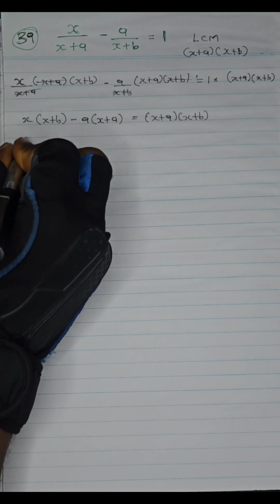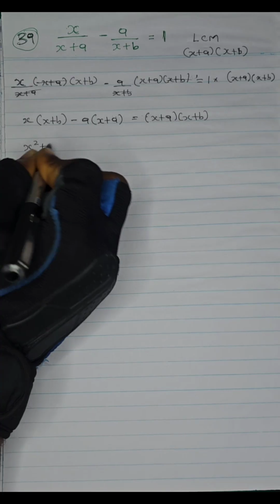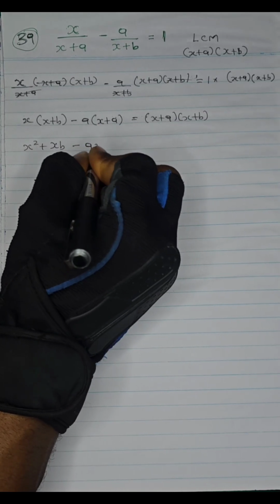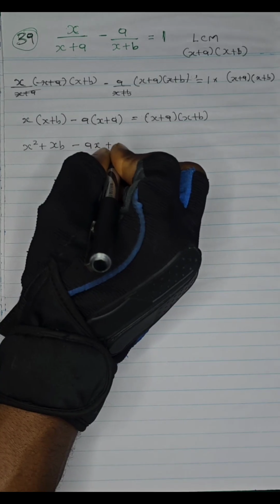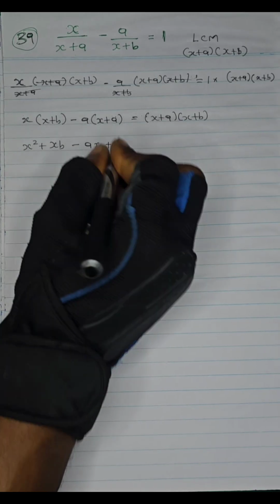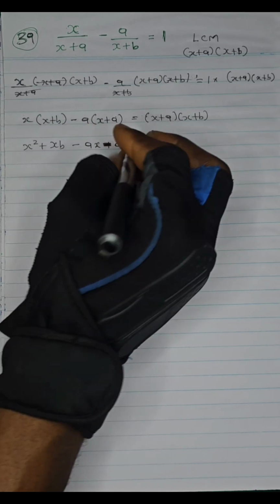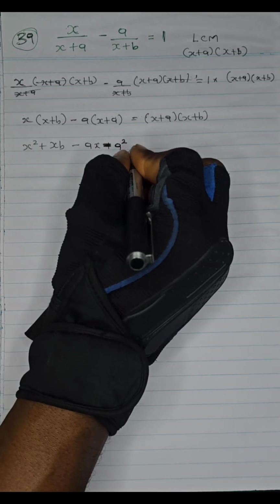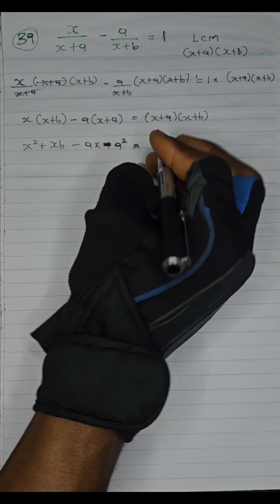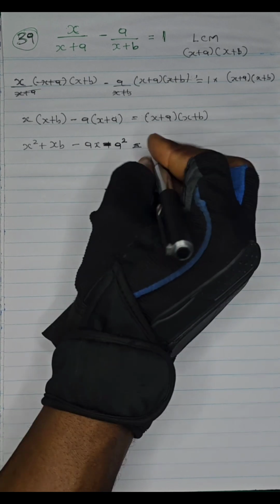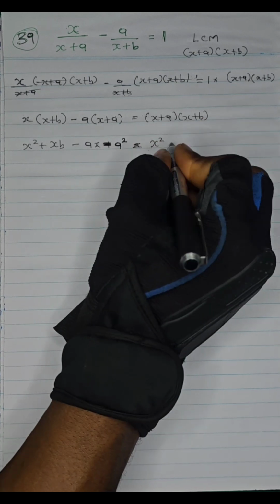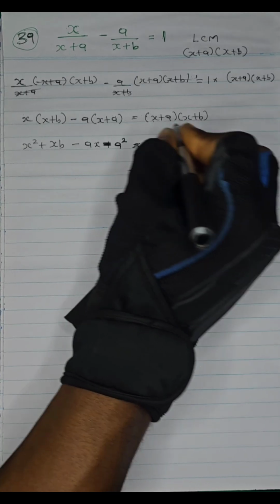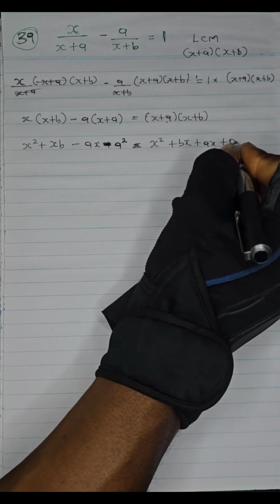So we'll start opening up the bracket. x times x is x squared plus xb minus ax minus a squared. Okay, this is minus, so everything will still be minus because of this minus sign here. So be careful about this thing. These are the common mistakes we make while solving questions like this. This will be equal to x times x will be what? x squared. x times b will be plus bx. a times x will be plus ax. a times b will be plus ab.